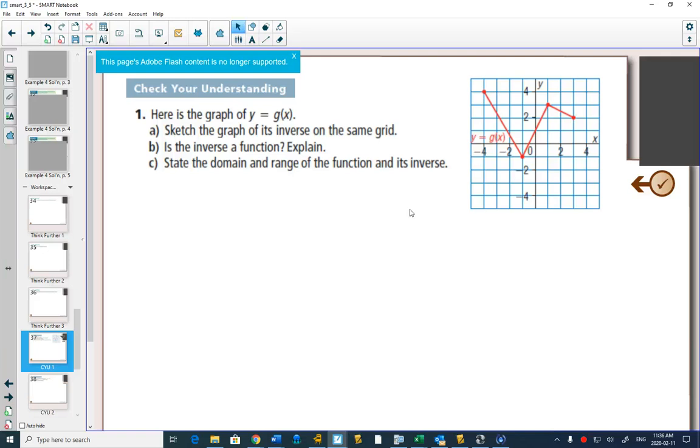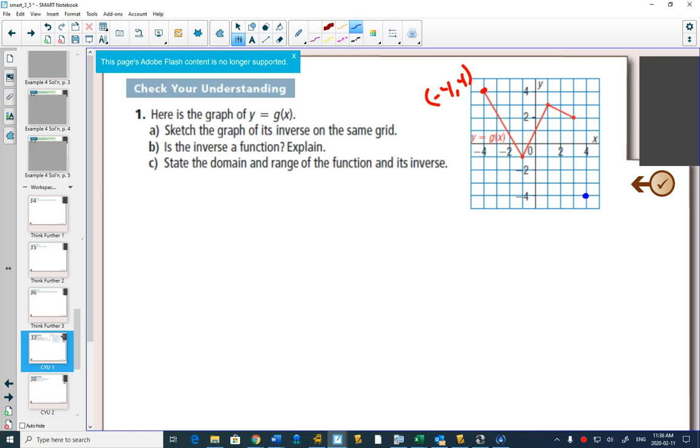We're given the graph of g of x. We want to sketch the graph of its inverse on the same grid, find out if it's a function, and state the domain and range of both. So we have a point. We have the point negative 4, 4. If you switch x and y, where's that point going to go?